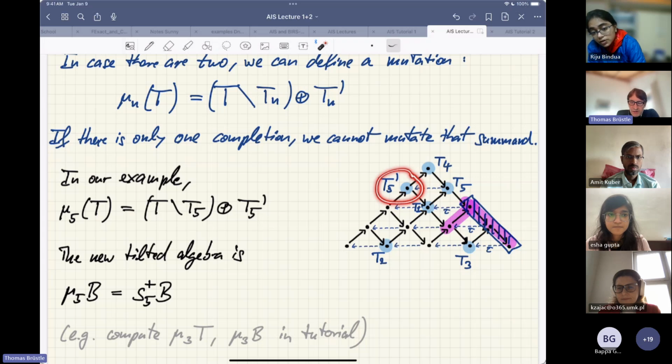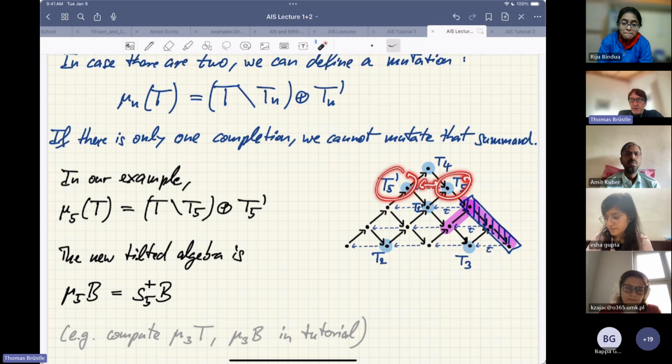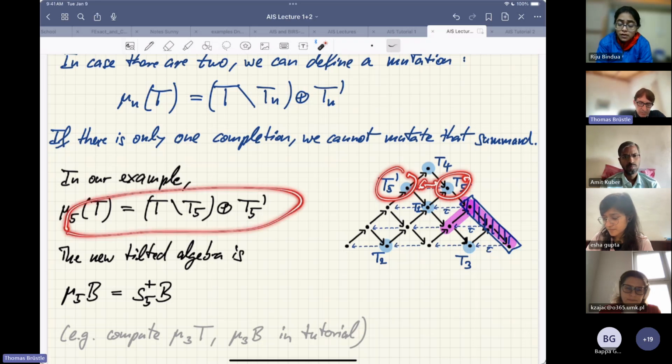There's a unique summand, this T5 prime. And this is what Happel tells me in any case. If I have T1, T2, T3, and T4, there's at most two ways to fill it, T5 or T5 prime. There are no more possibilities. So the exchange would be really exchange T5 to T5 prime. So this is my mutation. So the mutation in 5 is possible.